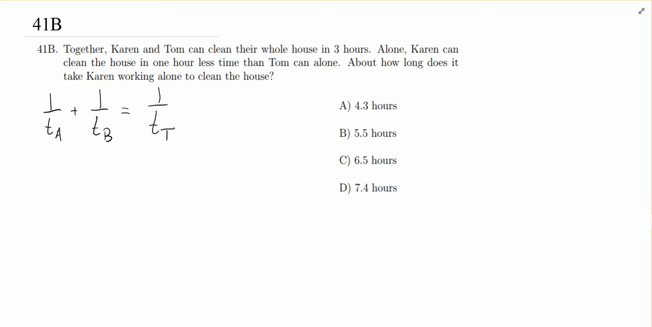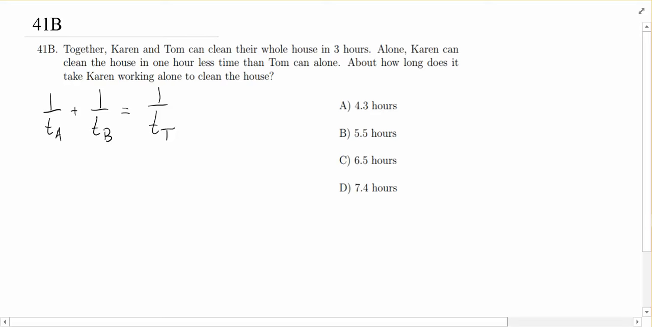So let's start this problem off, but once I've identified some of the variables, I want to go with our common sense approach to this and see if it might be able to actually get us the answer without doing all that work. As we read through this problem, together Karen and Tom can clean their whole house in 3 hours. Alone, Karen can clean the house in 1 hour less time than Tom can alone. About how long does it take Karen, working alone, to clean the house?